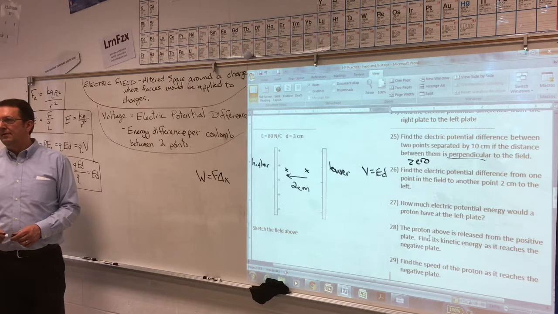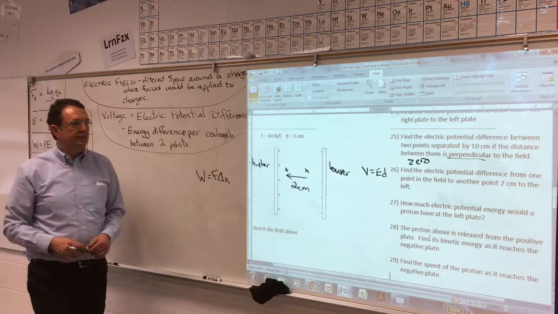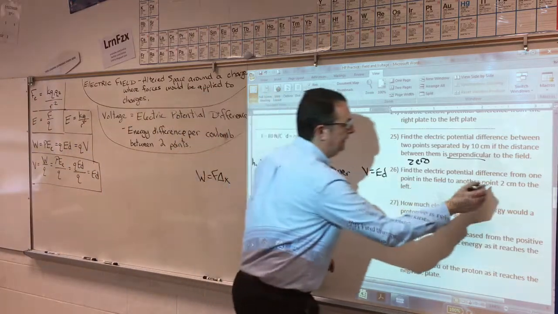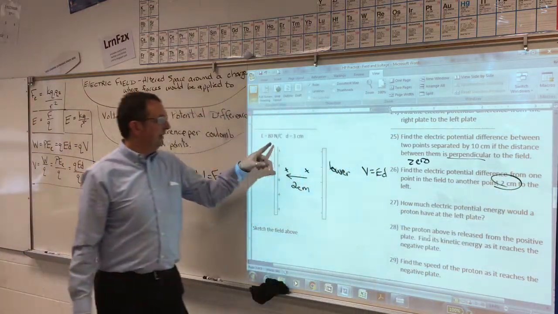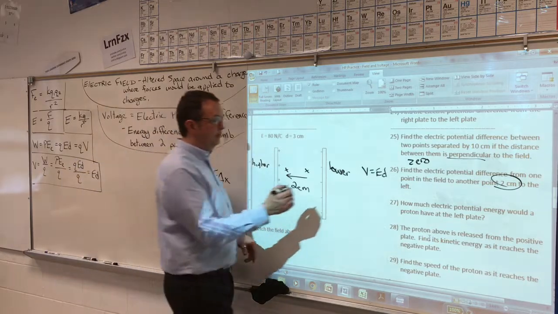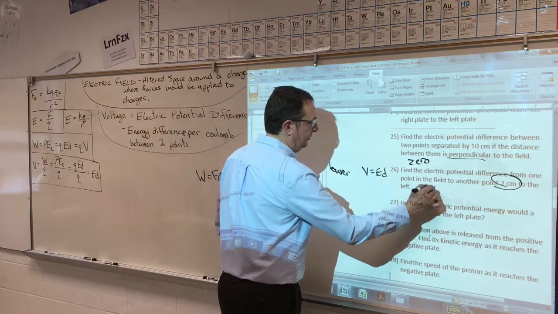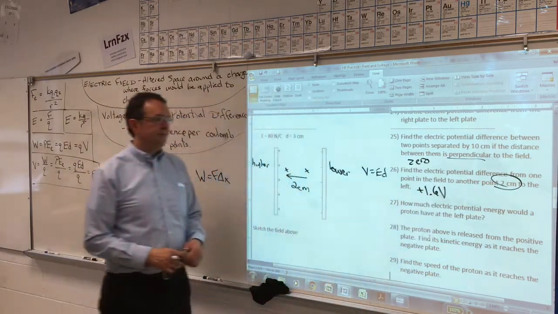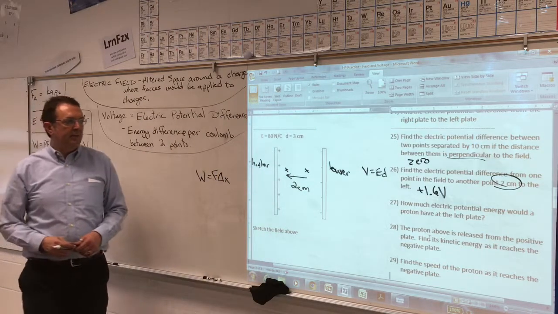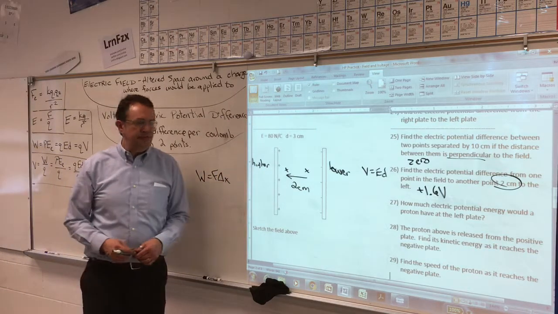What'd you get there? 1.6. You take the 2 centimeters, which is right here, multiply by the, it's 0.02 times 80 gives you 1.6 volts. Positive 1.6 volts. How much electric potential energy would a proton have at the left plate?